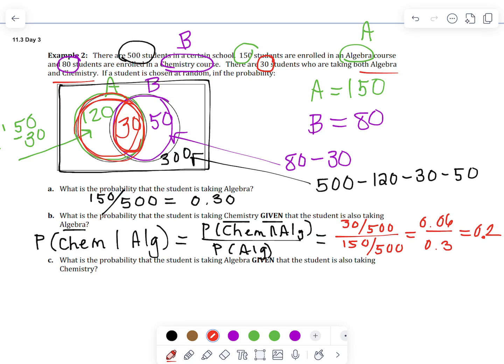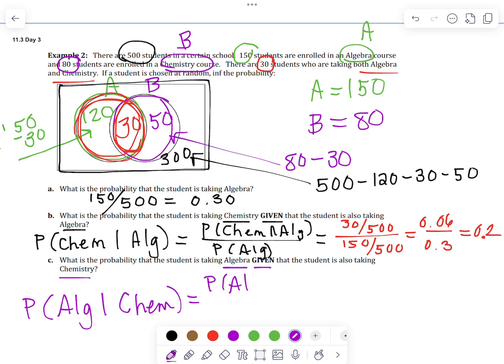What is the probability that a student is taking algebra given they also took chemistry? So another conditional probability. So we set up our conditional probability, and notice the order is opposite. So algebra, and then chem has been given. So again, in the numerator, it's a probability of algebra and chemistry, the overlap, divided by the probability of the given, chemistry.